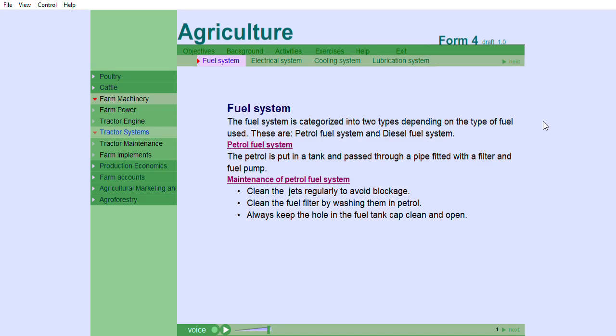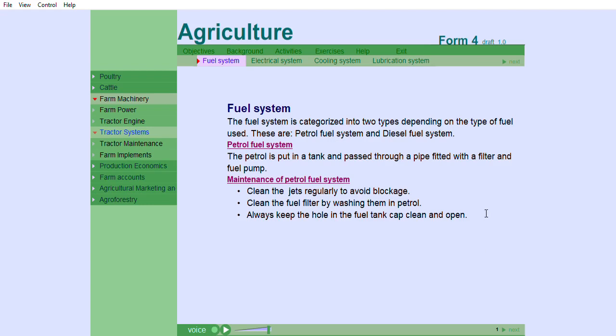Petrol fuel system. The petrol is put in a tank and passed on to the carburetor through a pipe fitted with a filter or an on-off tap. A carburetor is a device that turns liquid petrol into vapor and mixes it with a definite amount of air. When the tank is fitted higher than the carburetor, fuel flows by gravity, though a fuel pump may be used.